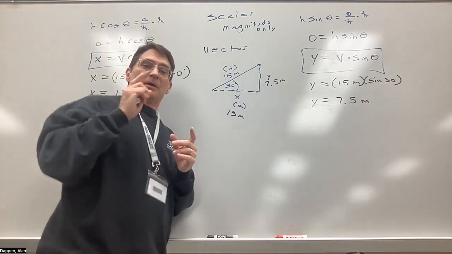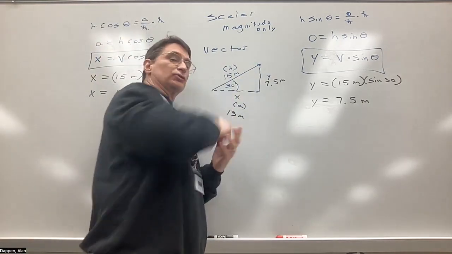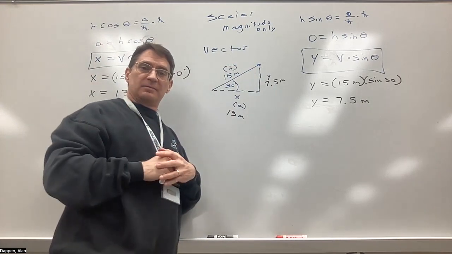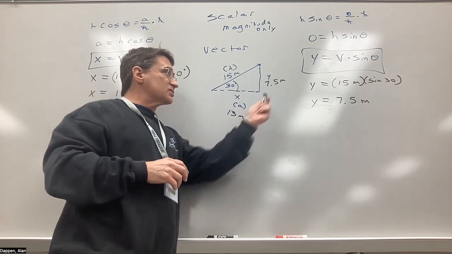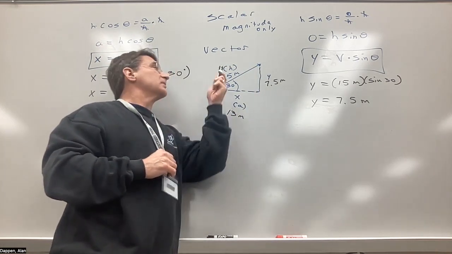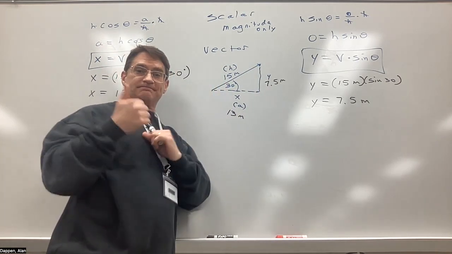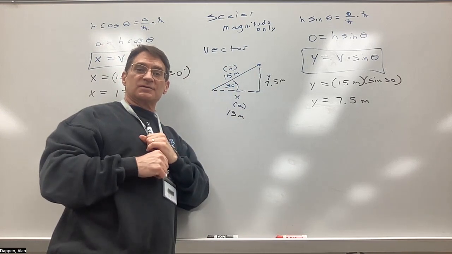No, because we know the three sides of a triangle do not add up. They add up as using the Pythagorean theorem. So if I do 13 squared plus 7.5 squared, bet you it's 15 squared. Try it, and I think you'll find it works.